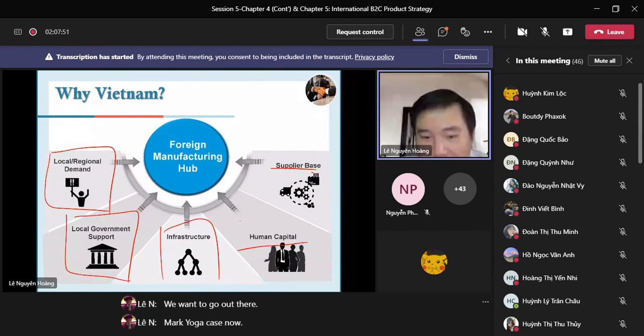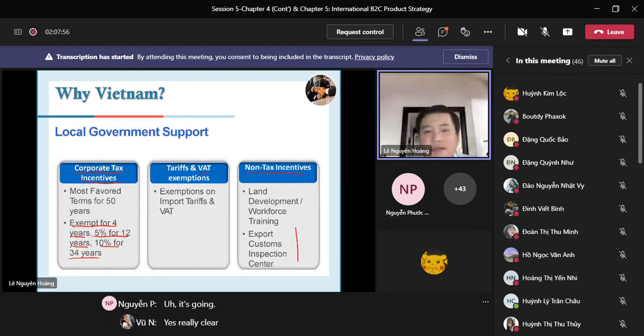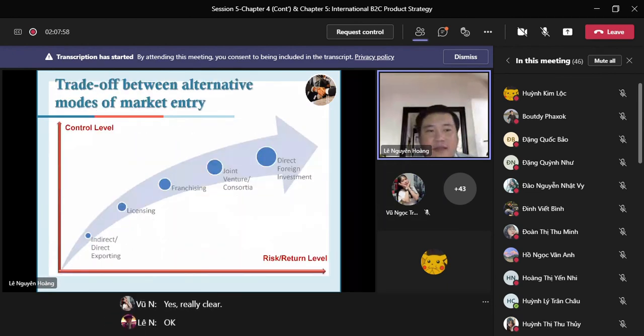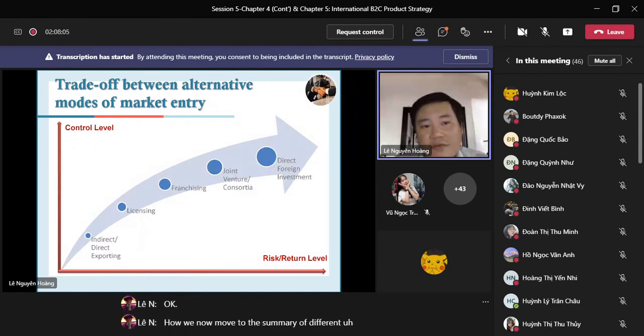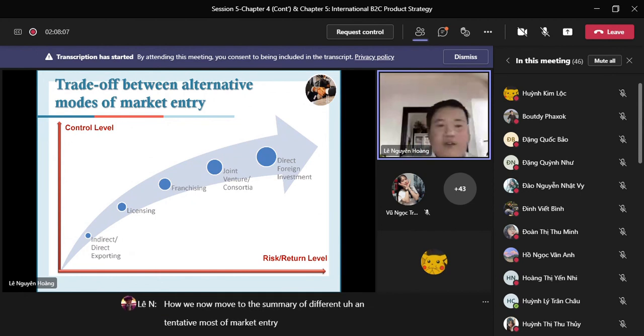Is it clear? It's clear. Yes, really clear. Okay. So we now move to the summary of different alternative modes of market entry. So in total we have 7.